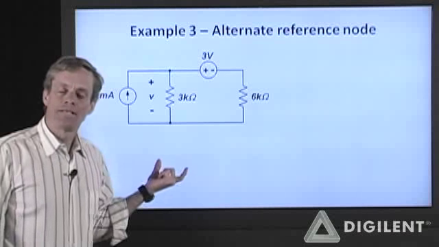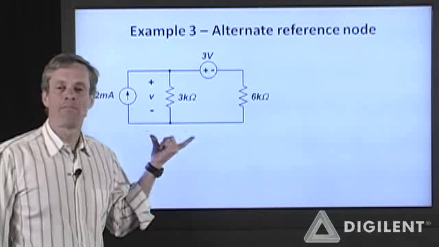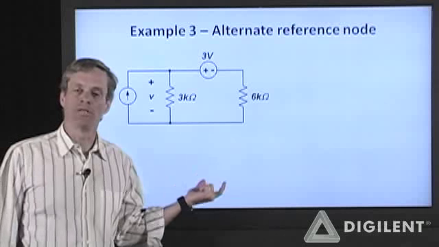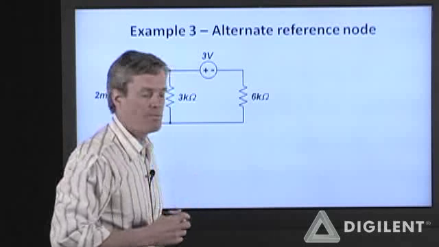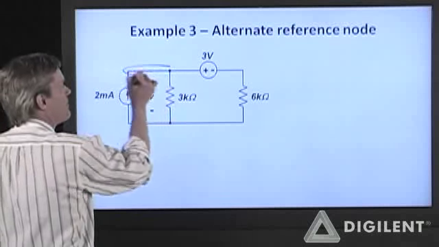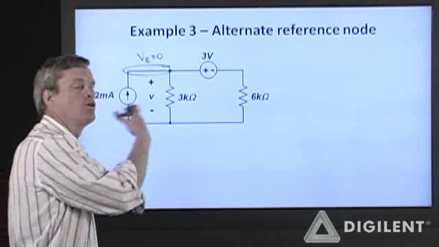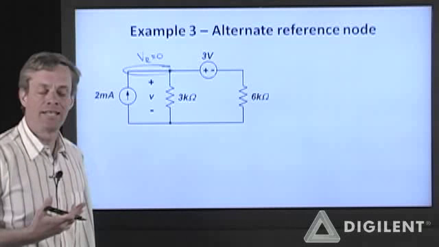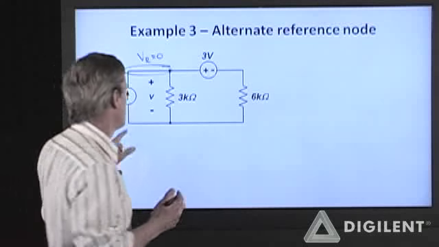Let's redo this last example with an alternate choice of reference voltage, just to show that that choice doesn't matter ultimately in my final solution. Last time I chose this lower node as being my reference node. This time I'll choose this as my reference node. Now I'm going to go through the rest of the problem the same way I did last time, killing the sources to identify independent nodes.